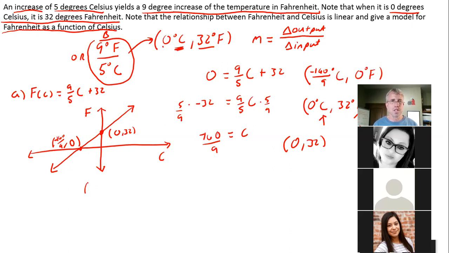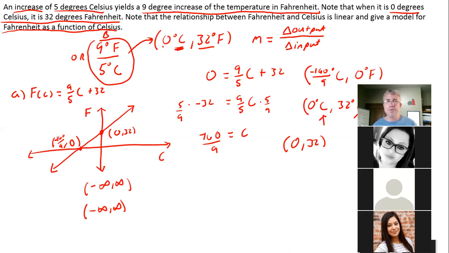Negative infinity to infinity. Yeah, negative infinity to infinity. And then the range would be? The same, negative infinity. Yeah, the same thing. But the problem is it's a modeling problem. So can Celsius go to infinity? Can Fahrenheit go to infinity or negative infinity? Can temperature become infinitely large?